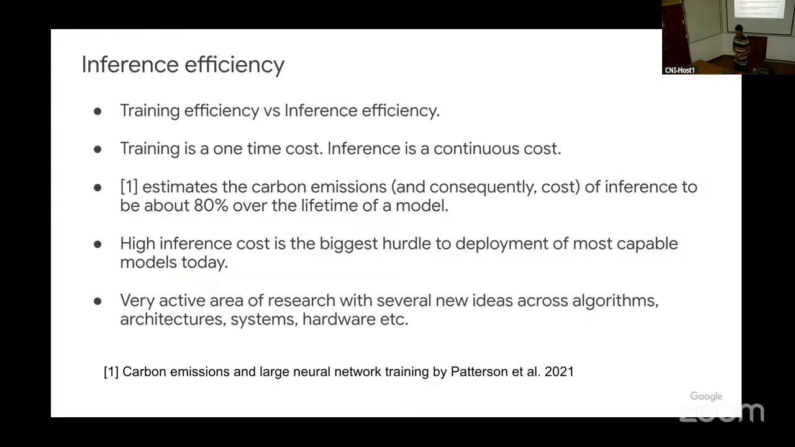Because of all of these reasons, inference efficiency is a very active area of research, and it spans several different areas, including algorithms, architectures, meaning the transformer architectures and modifications to them, and also systems and hardware. So it's a pretty active research area spanning many different areas.